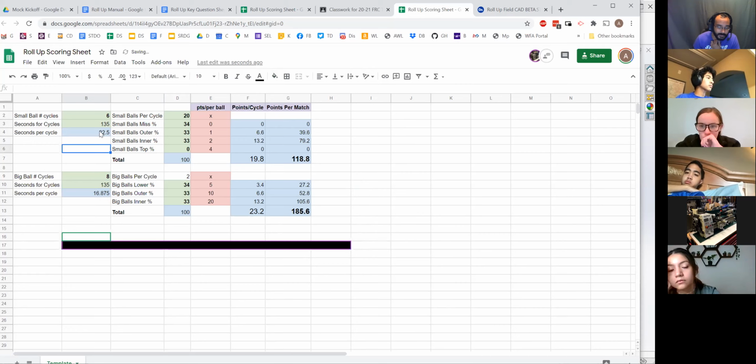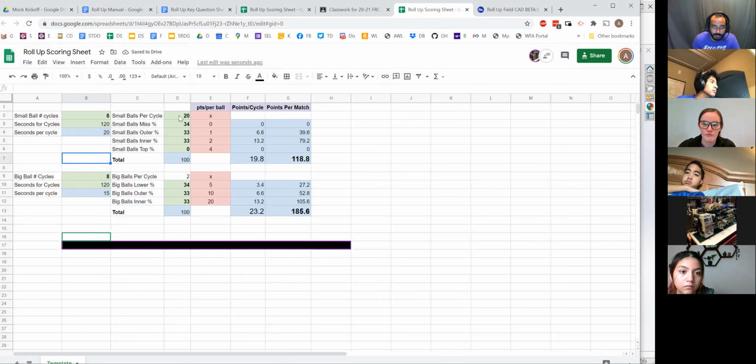135 is the entirety of driver control. You can start subtracting some stuff for end game, right? Say we think it's going to take 15 seconds to do the end game, so we can make that 120 instead. And now if we're doing 6 small ball cycles, it takes us 20 seconds per cycle. These are completely independent, so this assumes you're just doing small balls or just doing big balls. If you wanted to combine them, you could cut out how many cycles you were doing a little bit to figure that out.